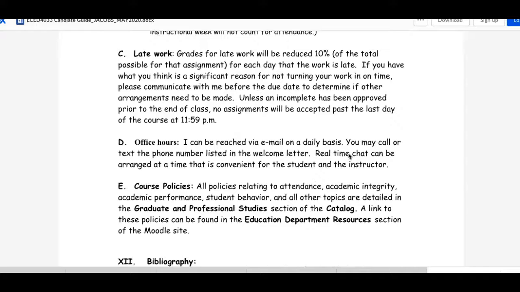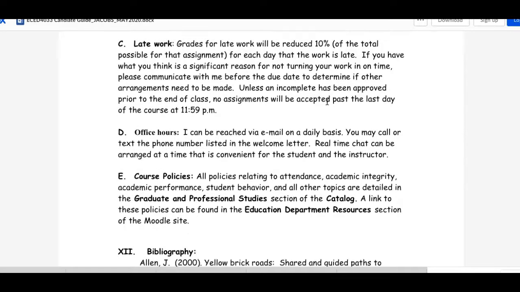Late work. I follow the MBU policy. We all have things that happen in our lives, we might have a child ill or an accident that happened, and I'm certainly understanding for that. But if your work is just late because you were juggling too many things around or forgot something, then the policy is 10% per day for when it's late.